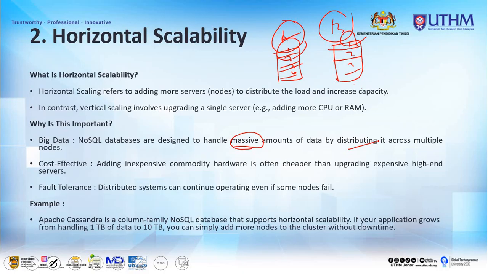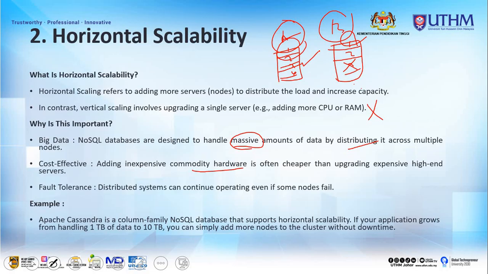So it's cost effective. Adding inexpensive commodity hardware is often cheaper than upgrading expensive high-end servers. Okay, this one will be more costly compared to upgrading the commodity hardware. Fault tolerance. A distributed system can continue operating even if some nodes have failed. If some of the nodes fail, it's still able to work with that particular system because it's still able to grab and retrieve the information or data from another node.